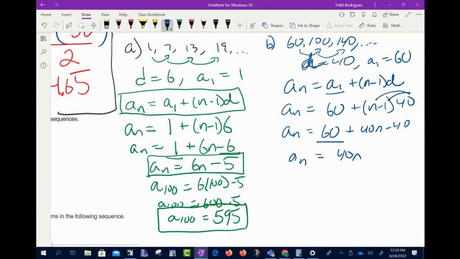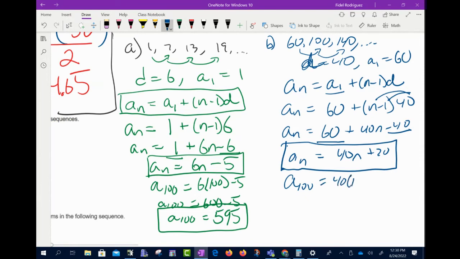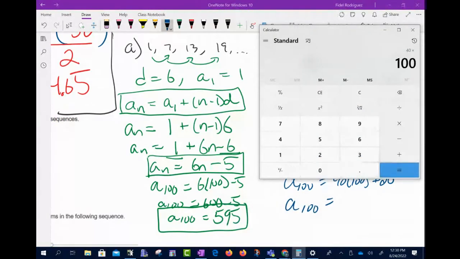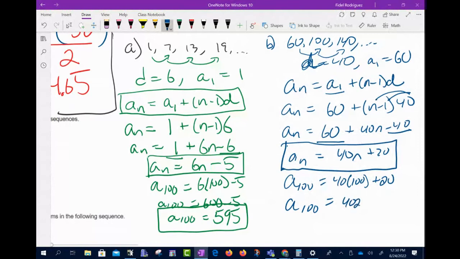All right, so I got a 40n. Anybody know what 60 minus 40 is? 20, right? Okay. Here is my formula, y'all. Here's my formula for the nth term. Okay. Now, we still want to find the 100th term. So we're going to write a of 100 is going to be equal to 40 times 100 plus 20. Okay, so I'm going to take my calculator. 40 times 100 is 4,000 plus 20 is 4020. Okay. Boom. And we got it. Okay.